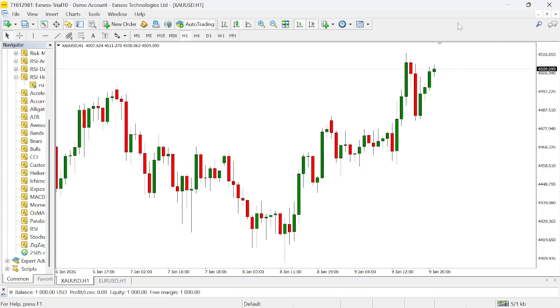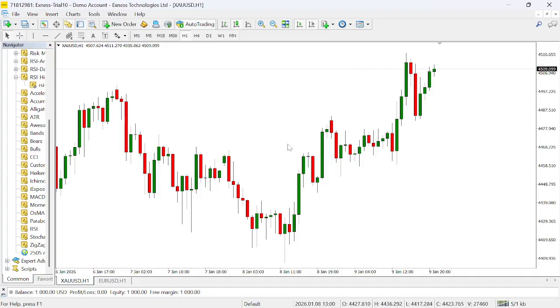Hi traders, in this video we are looking at the RSI Histogram Indicator for MT4. This variation of the classic relative strength index displays RSI values as histogram bars instead of a line, making momentum shifts and overbought or oversold conditions easier to see visually. In this video, you will see how the histogram is constructed, how signals are interpreted, and which trading applications are described.